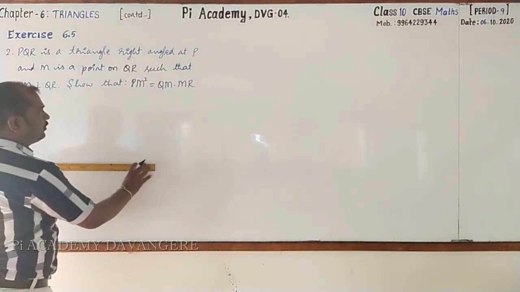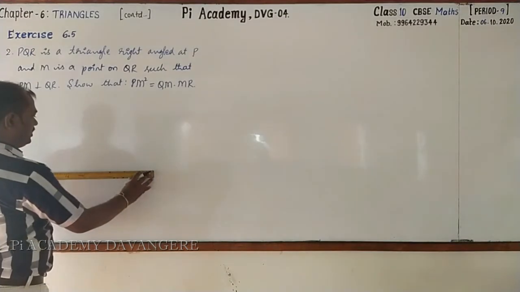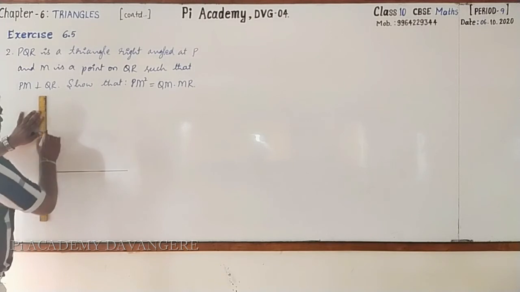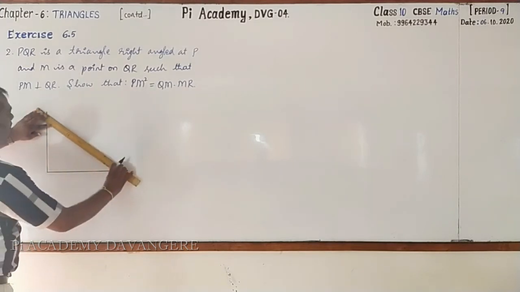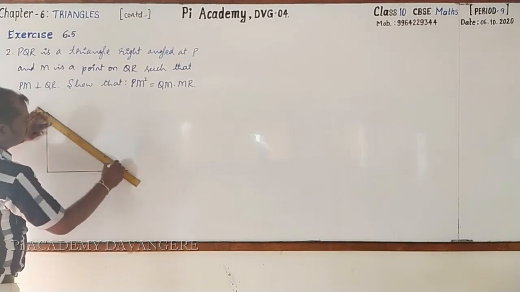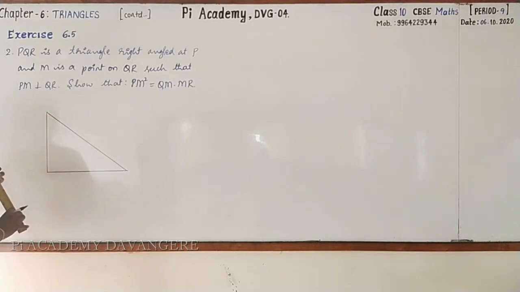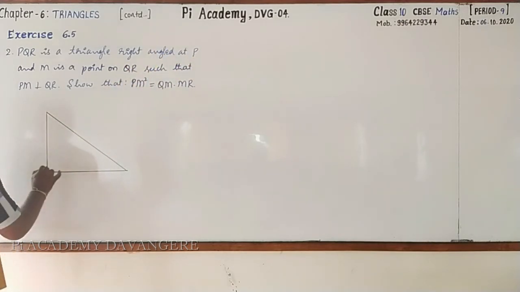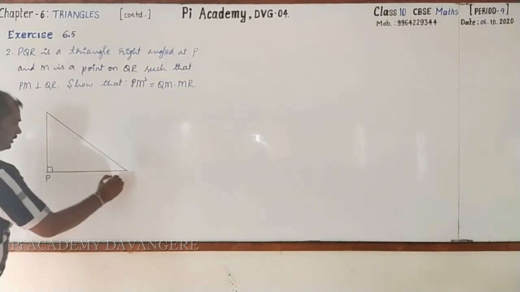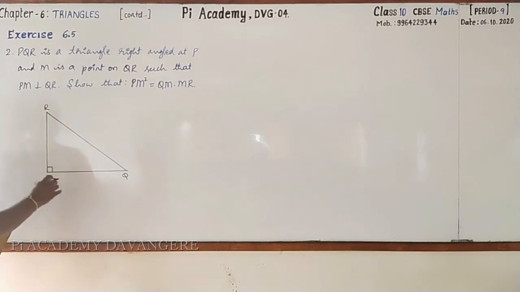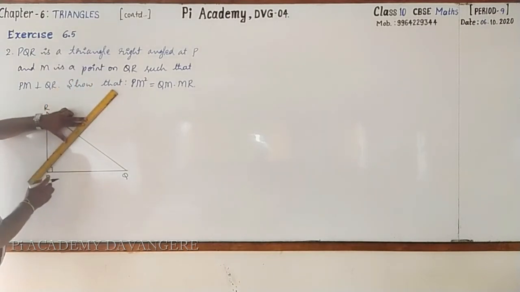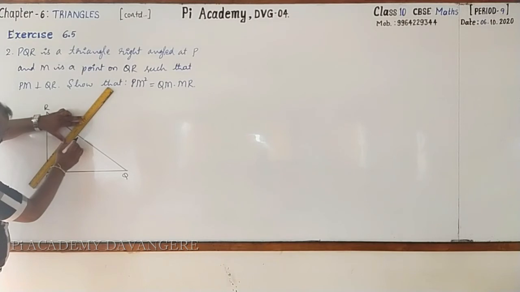Observe it. First, let me go for drawing the appropriate geometrical figure. They only have given PQR is a right triangle. Hence, I draw a right angled triangle. Observe this. Let us name this as PQR. But remember, the right angle is at P. This is angle P. This vertex is Q and this is R. M is a point on QR, this one, such that PM is perpendicular to QR. See that it should be a right angle.